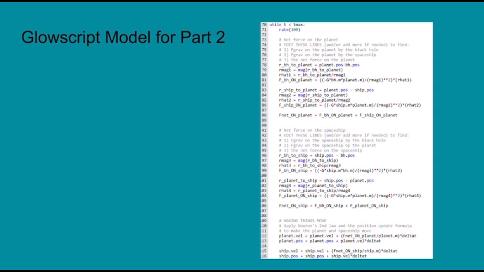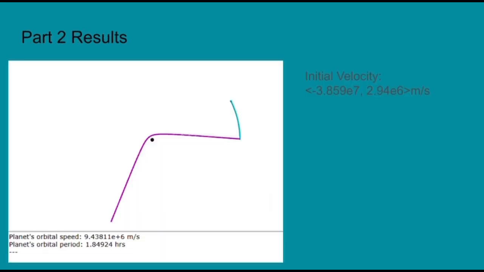For the rest of this code, we will be finding out the net external forces acting on our system using the equation for gravitation. Shown are the forces on the planet by the black hole and the ship, the forces on the ship by the black hole and by the planet, and the net forces for each. After all this trial and error, we finally get the initial velocity that allows the spaceship to leave the system, shown below.